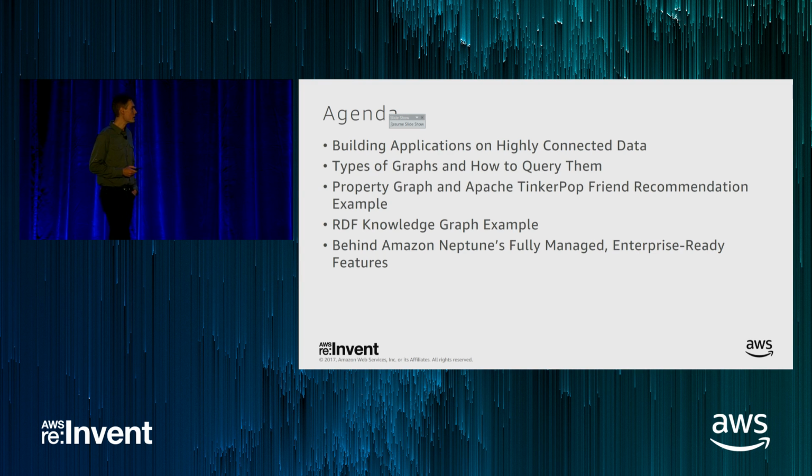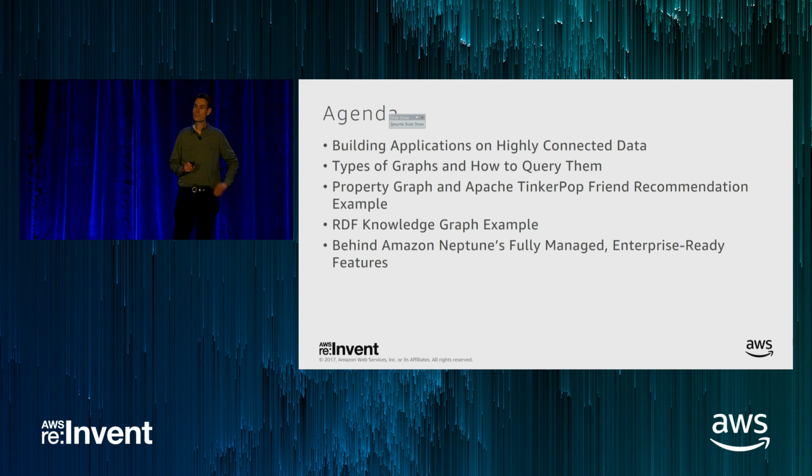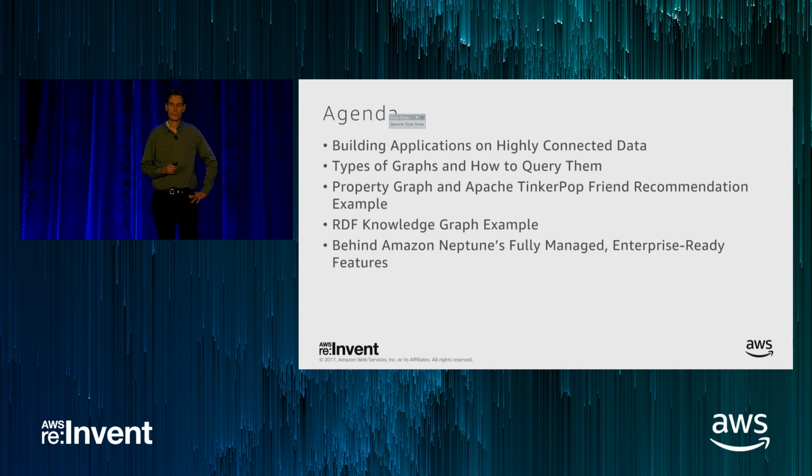To give you an overview of what we'll talk about today, I want to talk about the challenges of building applications over highly connected data. You might really think of this as, why did we build Amazon Neptune? What are the problems that we're trying to help our customers solve?